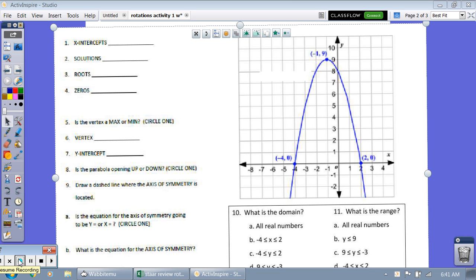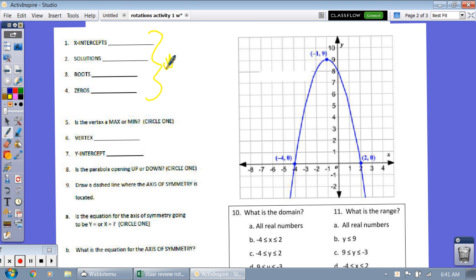Here we go. Now we have a quadratic. Let's take a look at 1 through 4. What are the x-intercept solutions, roots, and zeros? Well, guess what? These are all the same. These have the same definition. And since they have the same definition, that means they are all x-intercepts.